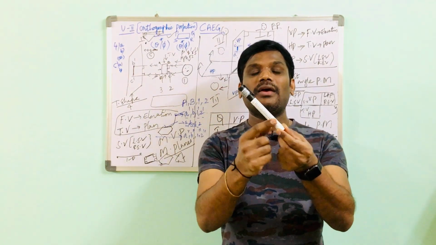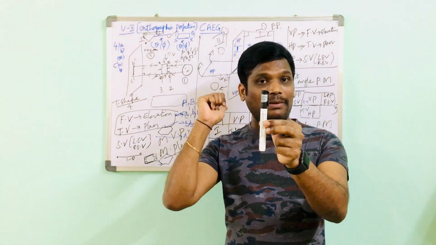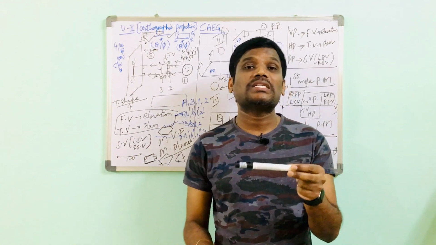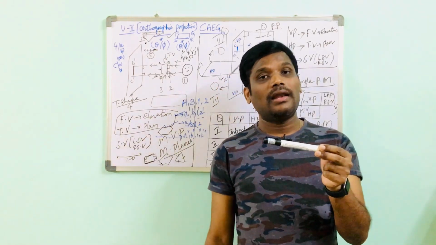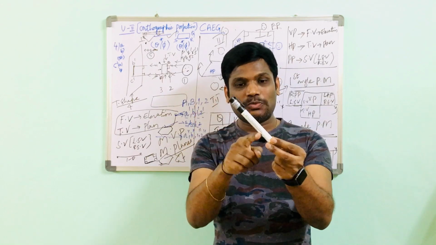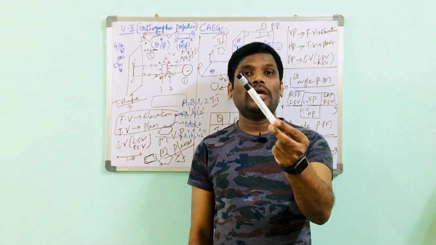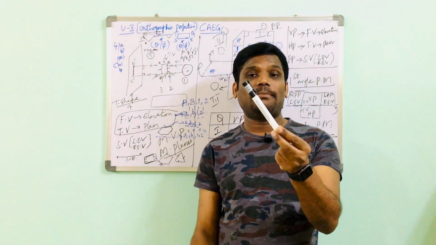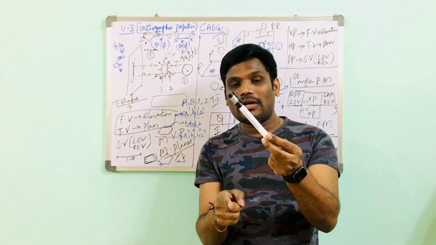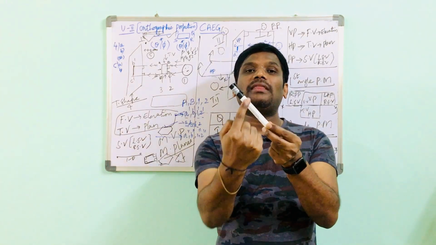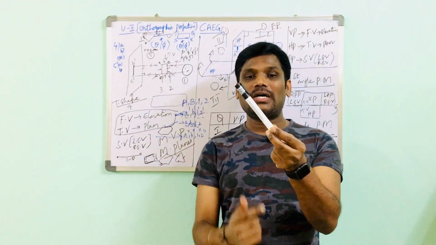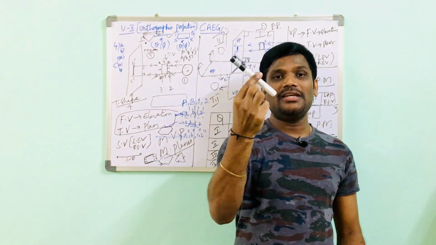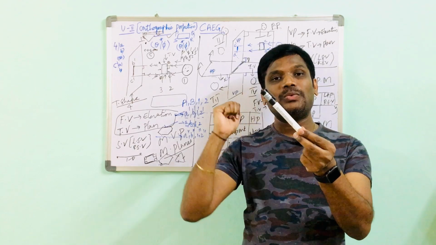True length is nothing but when a line is parallel to the vertical plane, or when a line is parallel to the horizontal plane, there we are able to see the true length of the given line. But when a line is inclined to HP, in which view will you see the true shape? That may be a question. For example, when a line is inclined to the horizontal plane, I see the true shape in the front view, because the line is parallel to the vertical plane.